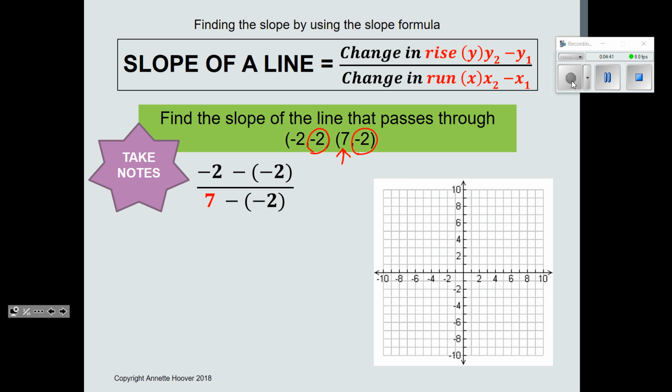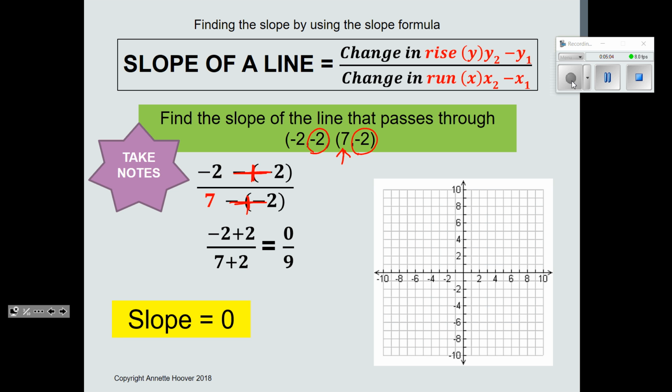Each minus a negative becomes a giant plus sign. So when you do that, you have -2 plus a positive 2, which is 0 on the top, and 7 plus 2, which is 9 on the bottom. 0 divided by 9. 0 divided by any number is 0. So we call this a zero slope.